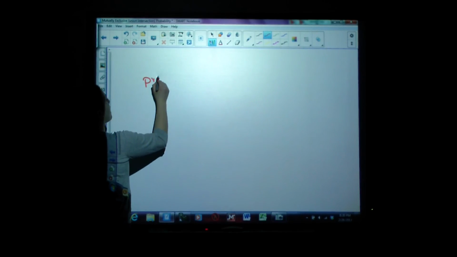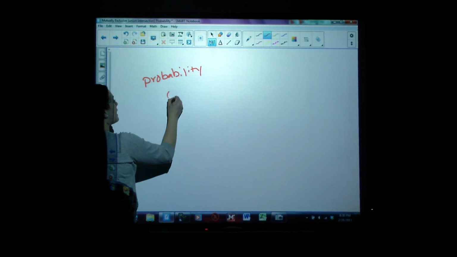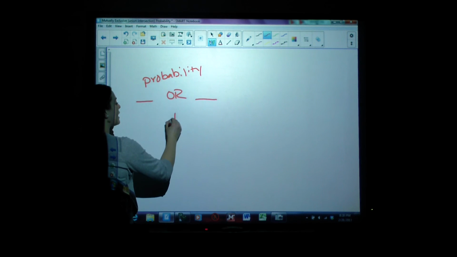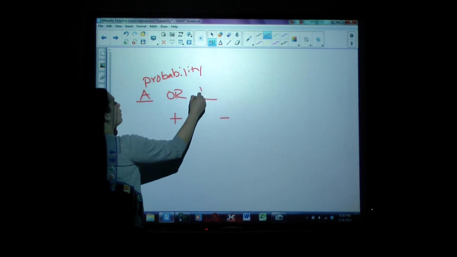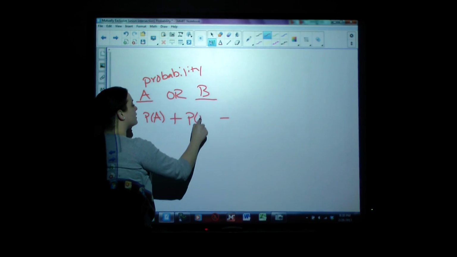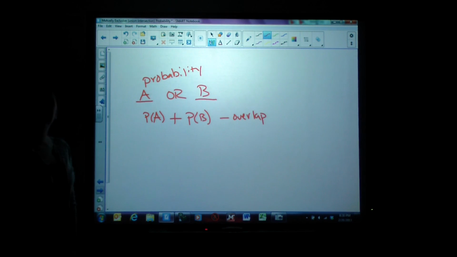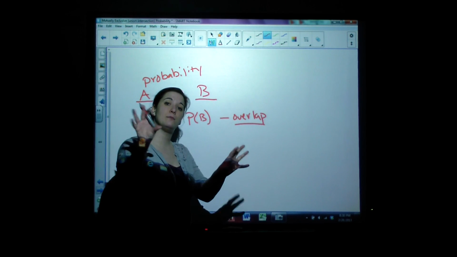Okay, that's it. So some things I want you to remember. If you're looking for probability and you are asked to find the probability of this or that, what you need to remember to do is that you're going to have to add and subtract the overlap. Okay? If you have A or B, you're going to need to take the probability of A plus the probability of B minus the overlap. Keep that in mind, and hopefully you'll do fine. Just remember, sometimes there isn't an overlap because those events are mutually exclusive.